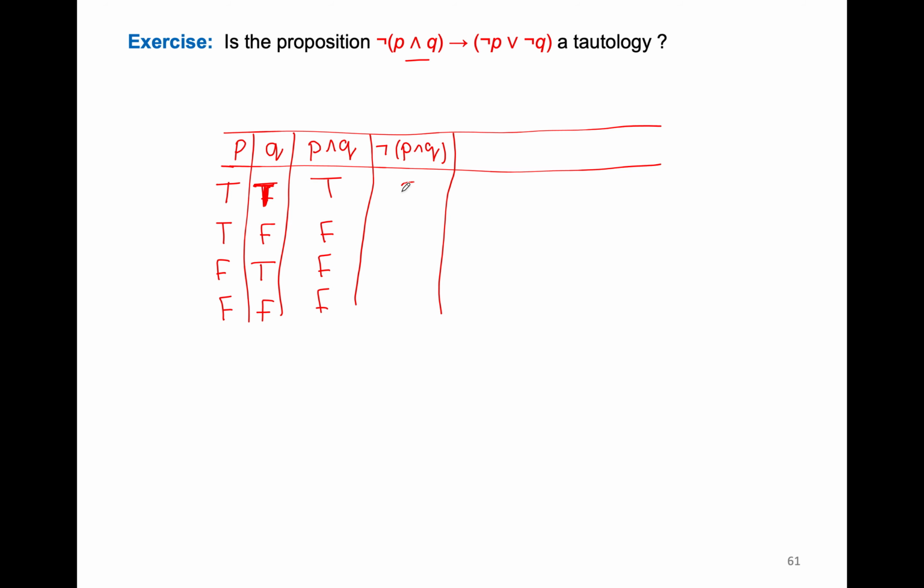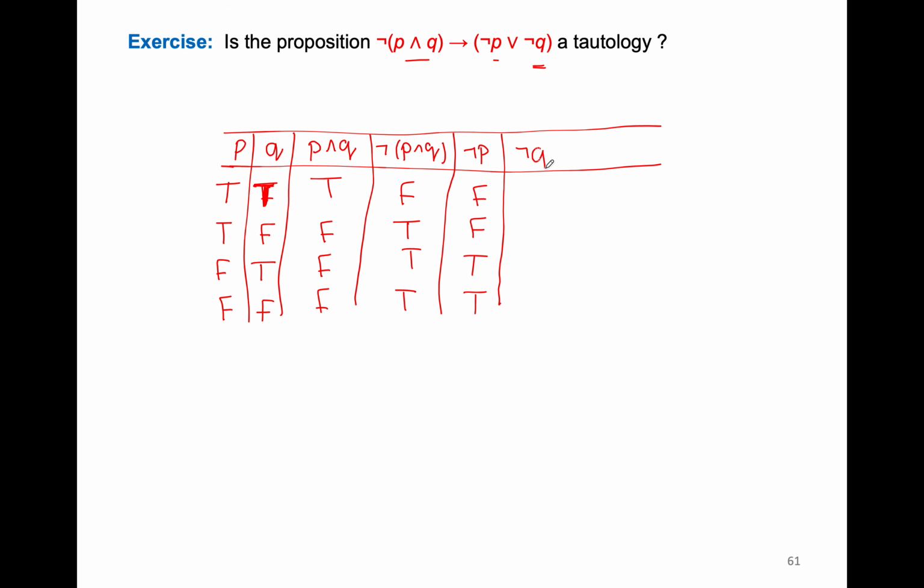So not true is false, not false is true, not false is true, not false is true. Then we should find first not P, not Q. In order to find not P or not Q, not P is, we look at the first column here and we just write the negation of our truth value. So not true is false, not true is false, not false is true, not false is true.